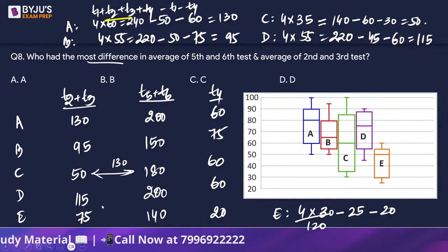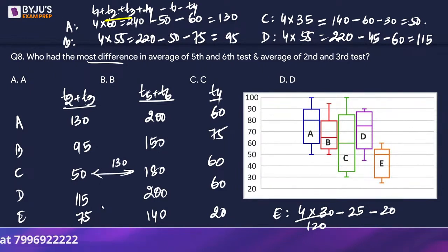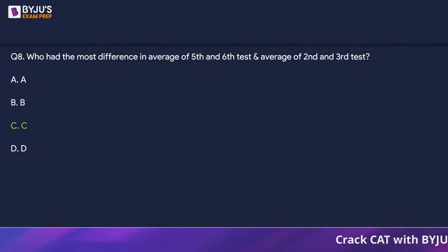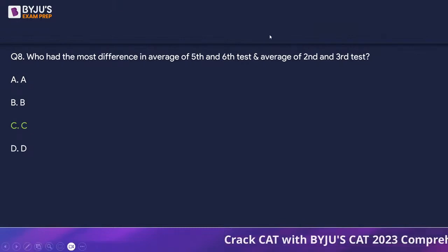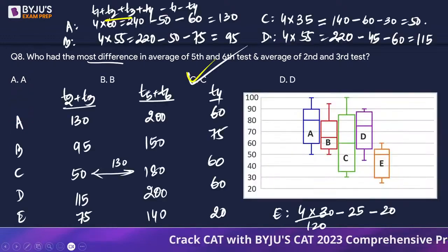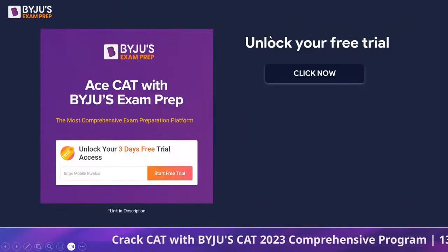So the only student in whom we see the maximum difference is student C, right? So option C should be the answer. So option C is the answer. Right? So this was the 8th question.